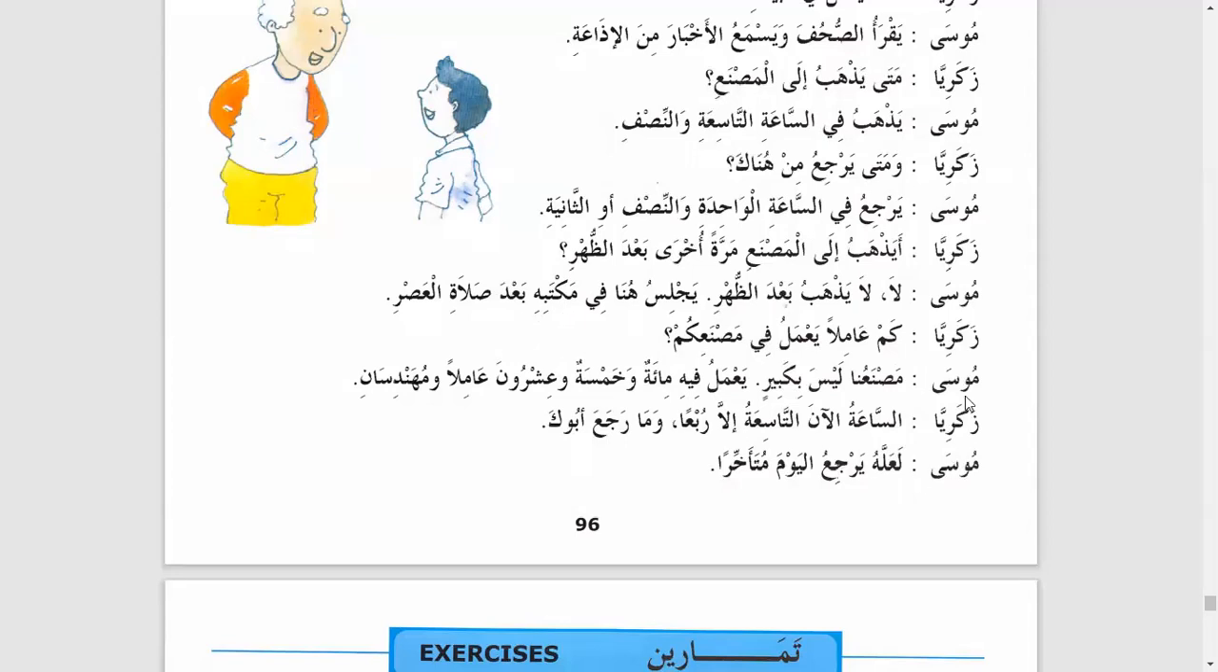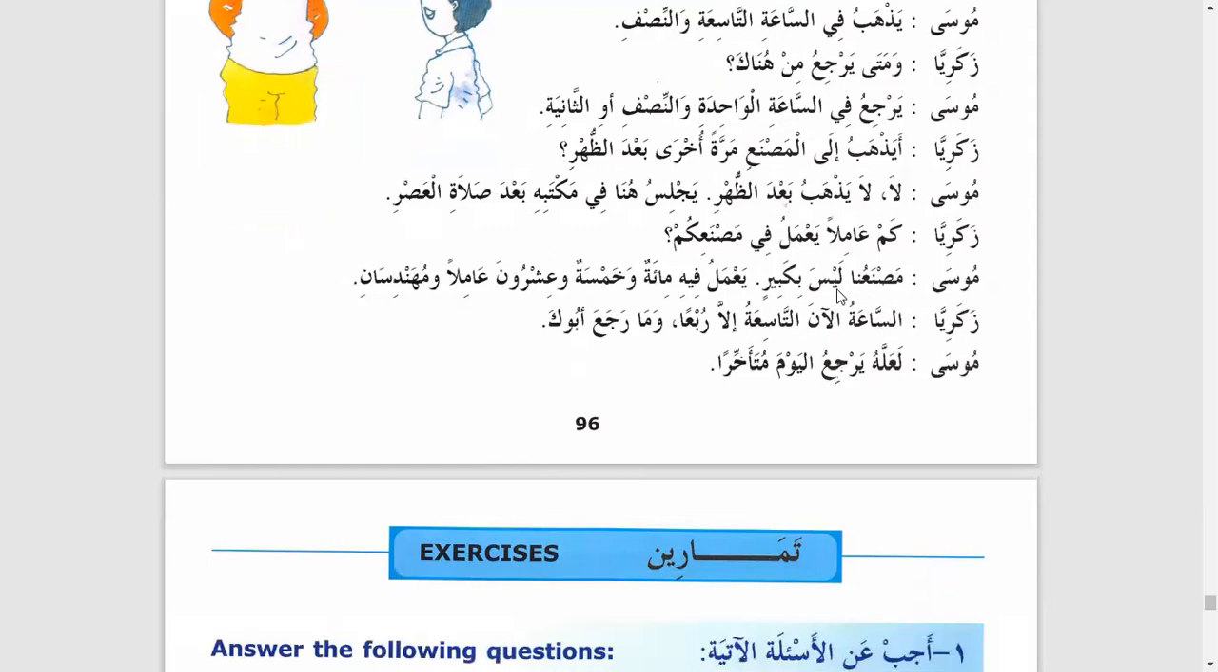Okay, got it. Okay, Zakaria, كم عاملا يعمل في مصنعكم؟ How many workers work in your factory? So كم عاملا, we know that after كم, the noun is normally singular and mansub. So كم عاملا يعمل في مصنعكم؟ How many workers work in your factory? Musa says, مصنعنا ليس بكبير. And again, the use of laysa so that we don't forget it. In lesson number 1 or 2, we learned about it. Our factory is not very big.